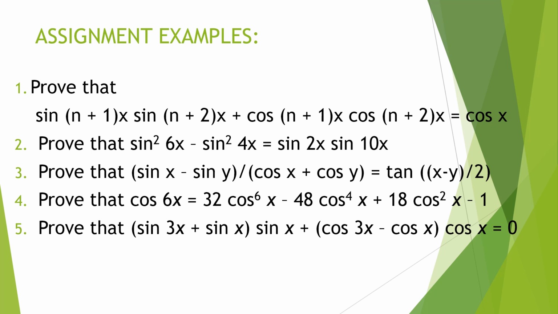Fourth, prove that cos 6x is equal to 32 cos raised to 6 x minus 48 cos raised to 4 x plus 18 cos square x minus 1. Fifth one, prove that sin 3x plus sin x into sin x plus cos 3x minus cos x whole into cos x is equal to 0. You will have to use the identities which we have seen.